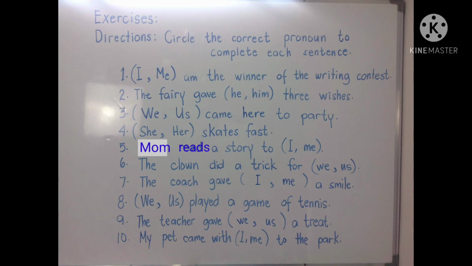Number five, mom reads a story to I or me. Number six, the clown did a trick for we or us. Number seven, the coach gave I or me a smile. Number eight, we or us played a game of tennis. Number nine, the teacher gave we or us a treat. Number 10, my pet came with I or me to the park.